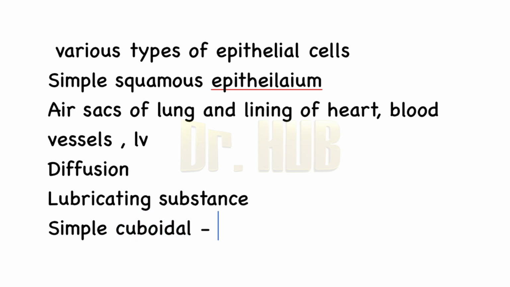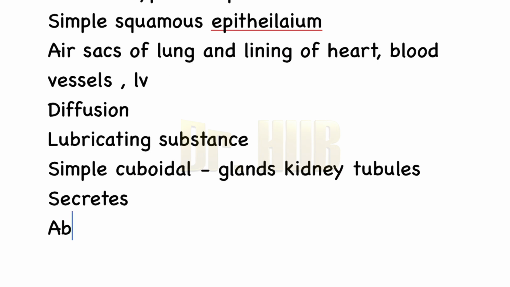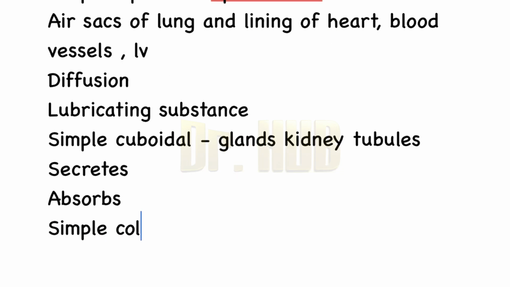Simple cuboidal can be seen in ducts or in secretory portions of small glands, as well as the kidney tubules. And the function is that it secretes as well as absorbs. Then comes the simple columnar.